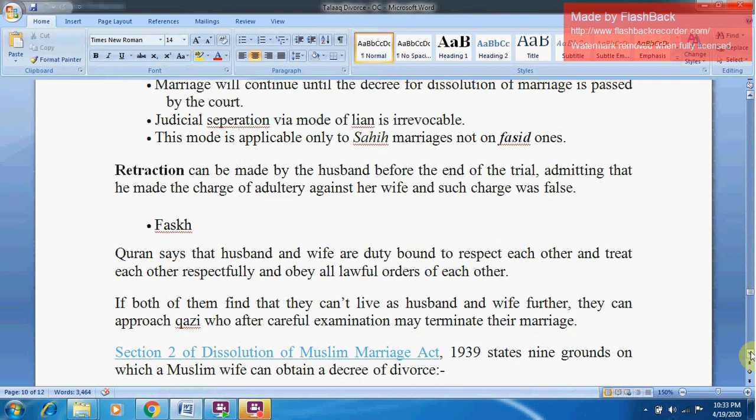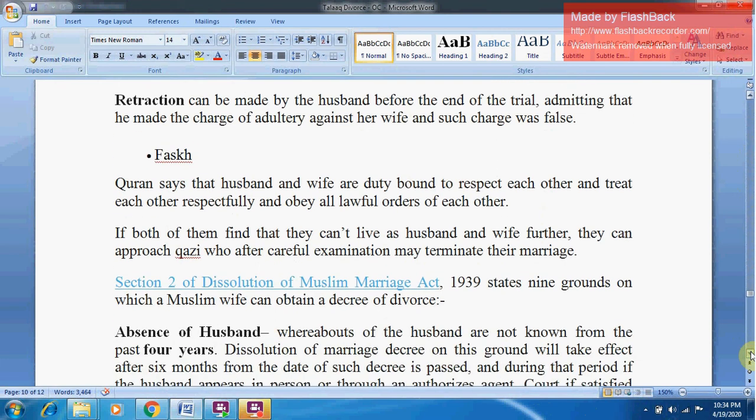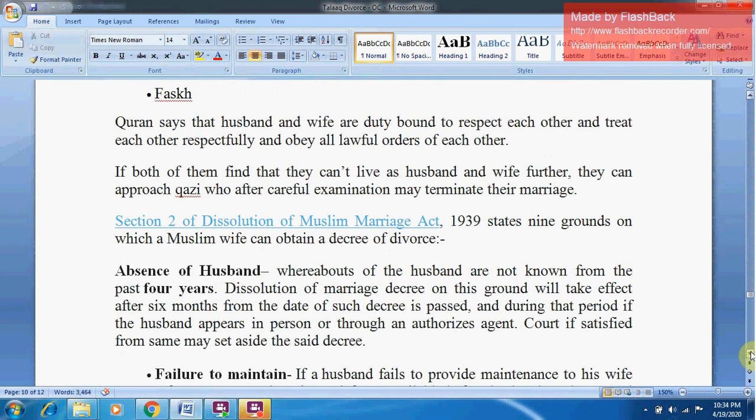Then next will come fusk, which is the point under the dissolution of marriage. We'll see fusk means F-A-S-K-H. Quran says that husband and wife are duty bound to respect each other and treat each other respectfully and above all lawful orders of each other. If both of them find that they can't live as a husband and wife further, they can approach Hazi, who, after careful examination, may terminate their marriage. It is also a mutual consent in one way, but after the passing of the Dissolution of Muslim Marriage Act, we know that this fusk is recognized.